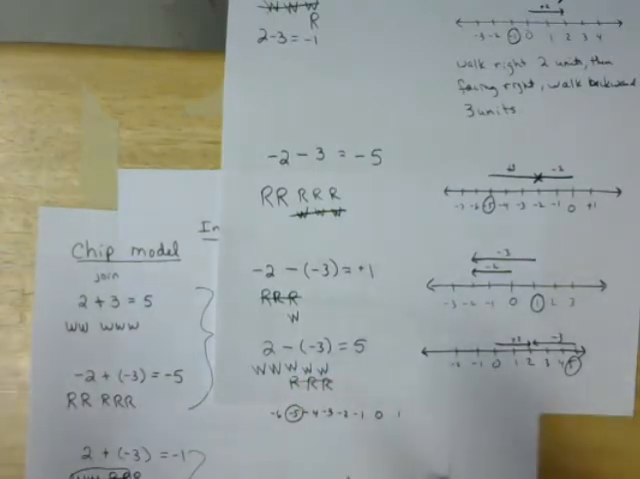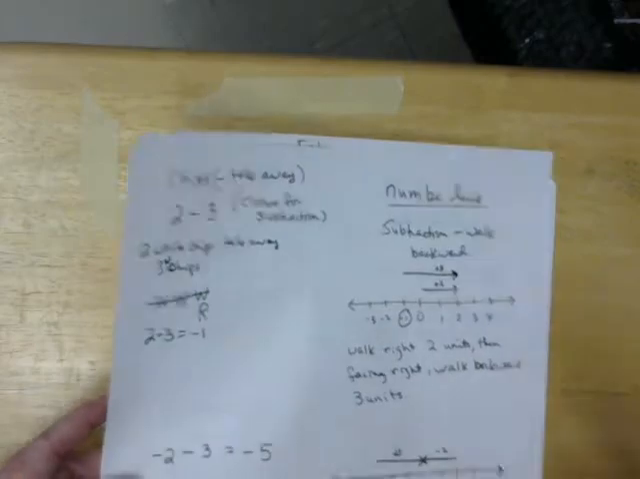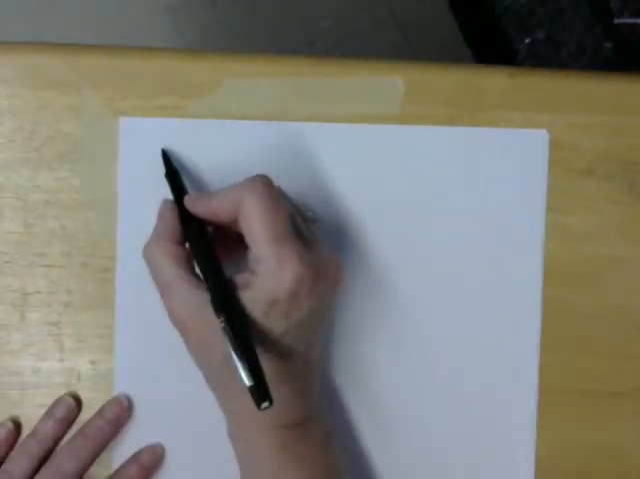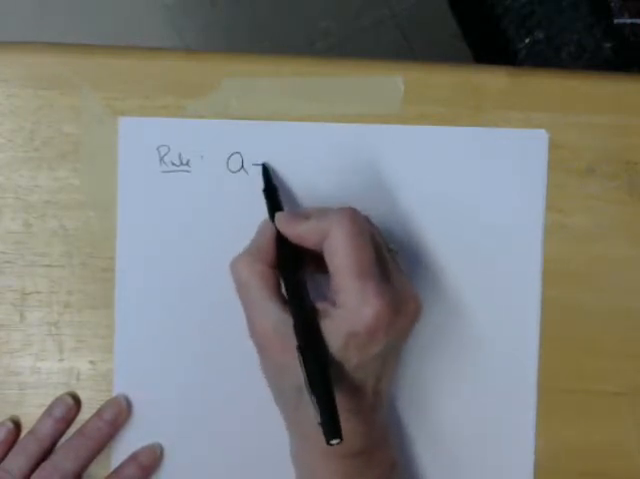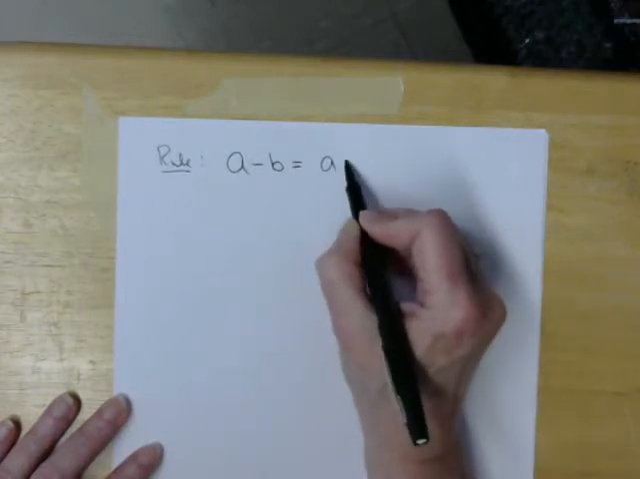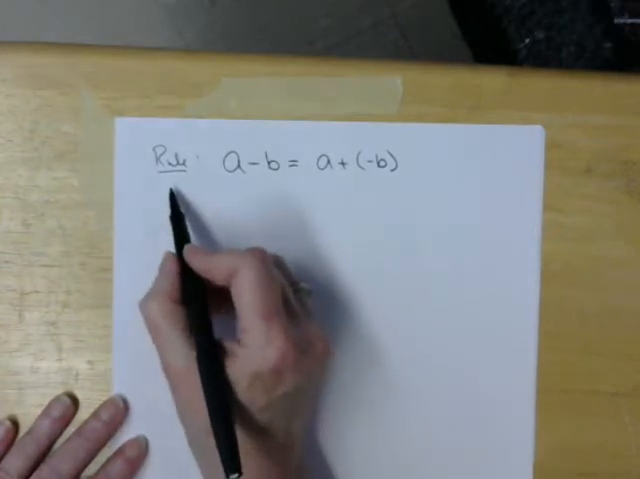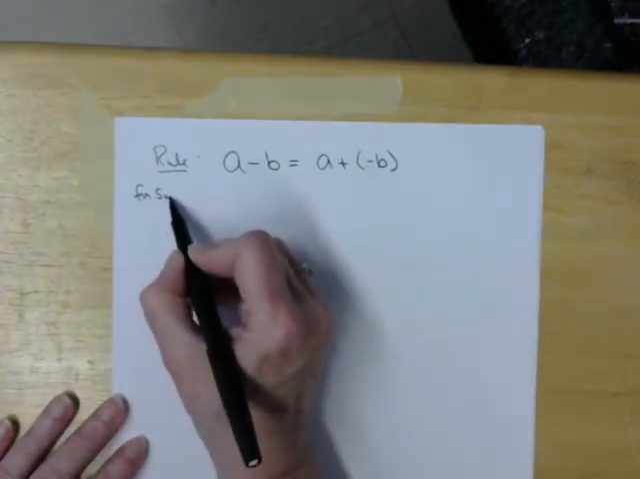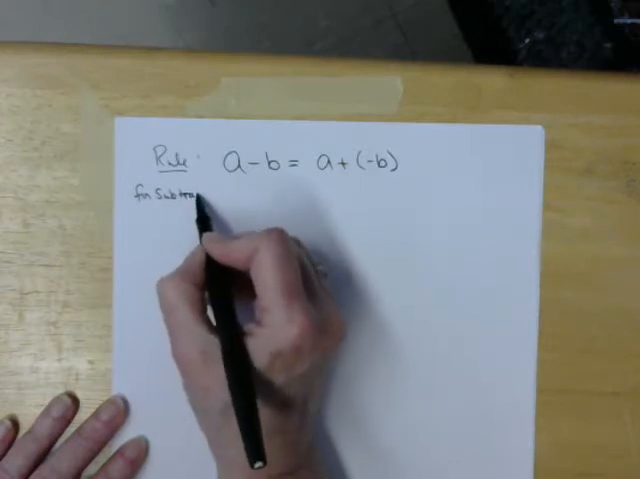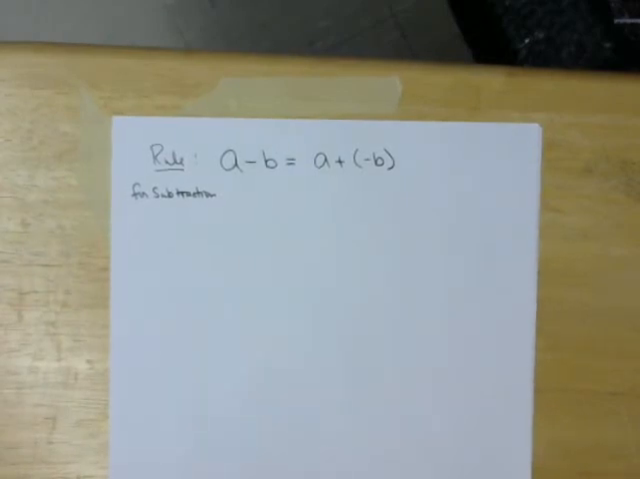But the idea is we want them to start to see, oh, if I change the subtraction to addition of the opposite, then I can get the right answer. So we want them to come up with the rule or the definition that if you have A minus B, that's the same as A plus the opposite of B. And so this is our rule for subtraction. So once you change all of your subtractions to addition of the opposite, then you only have to know the addition rules to do the problems.